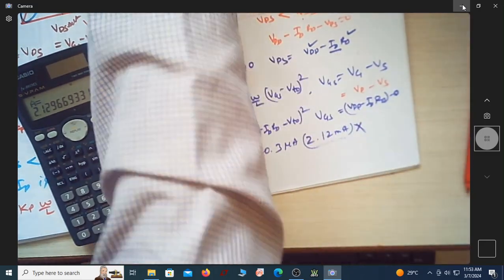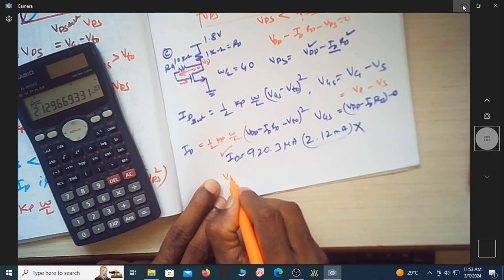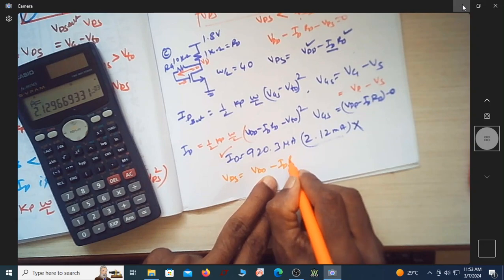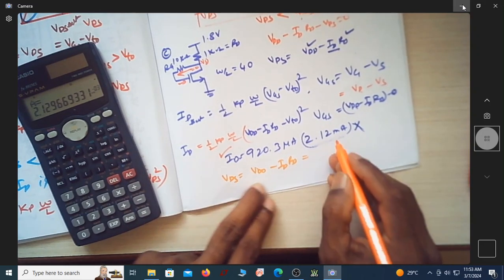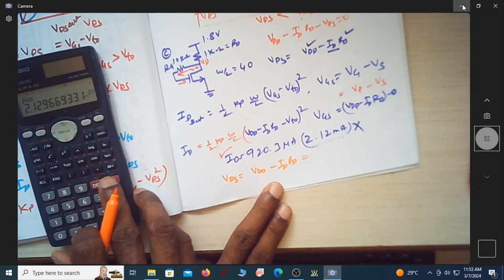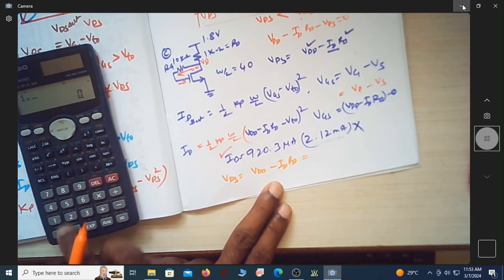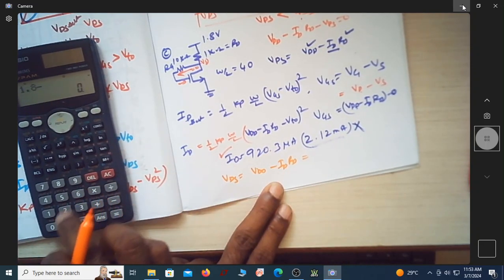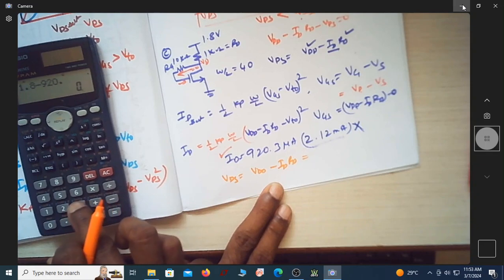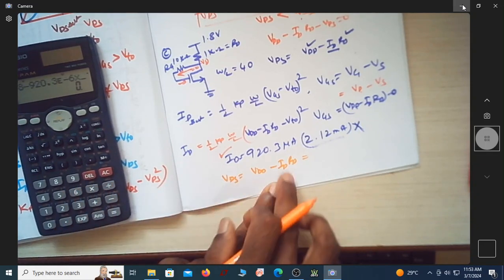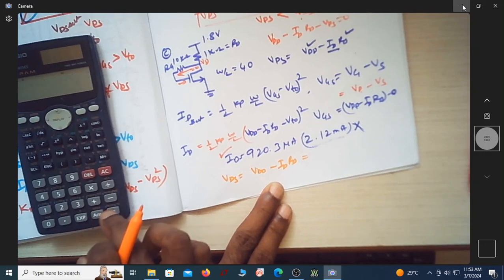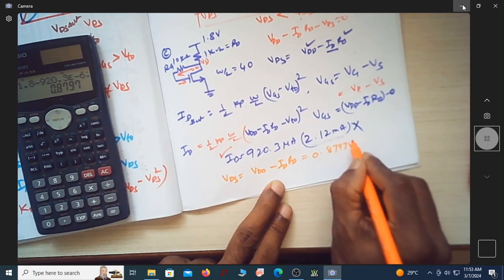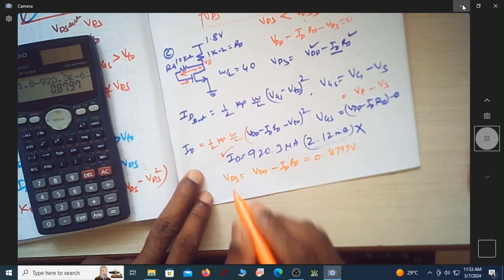Then what is the expression? Then what is your VDS? So VDS is now given by VDD minus ID RD. So how much is this now? It is 1.8 minus of how much is ID? It is 920.3 exponential minus 6 into RD is 1 exponential 3. So this is now 0.8797 volts. This is VDS. But what is VGS?